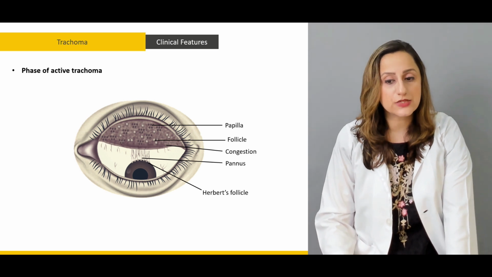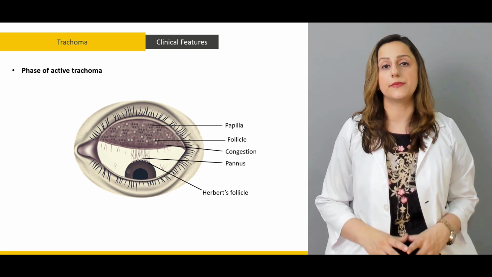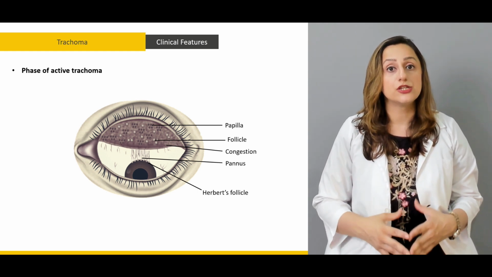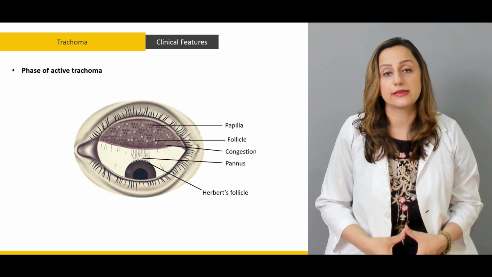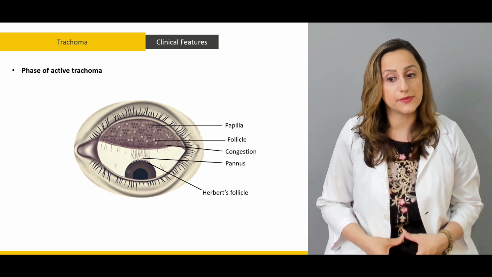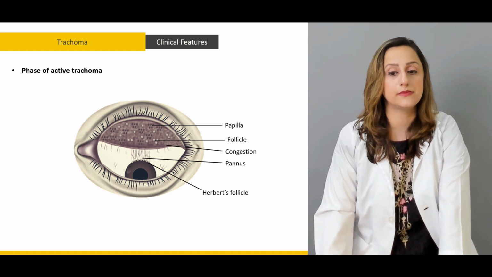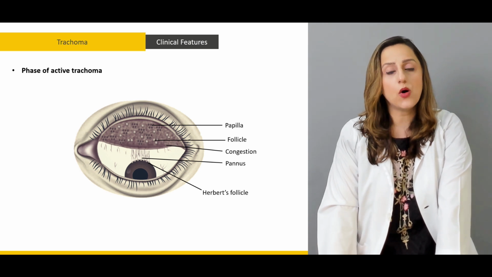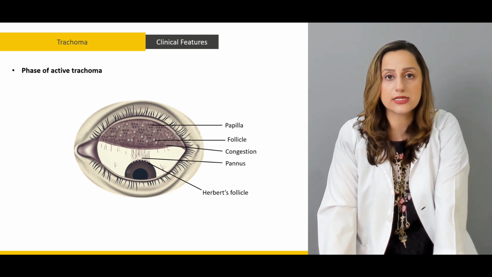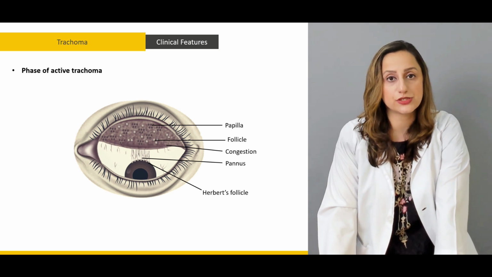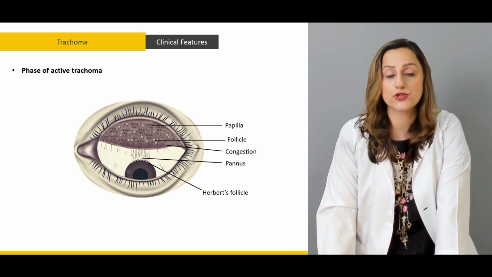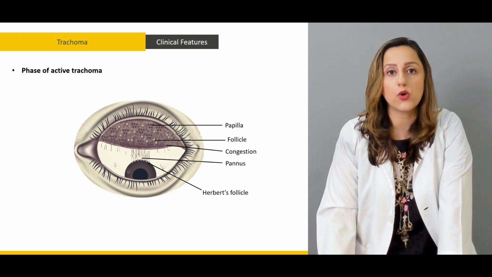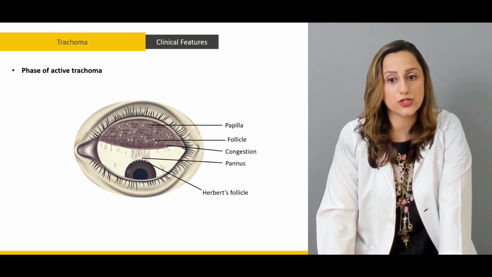Then we have the Herbert's follicles. Herbert's follicles are basically present on the corneal epithelium, and they are the result of the damage caused to the corneal epithelium. They are clinically present when you look at the eye of the individual. All of these features can be present on normal eye inspection, and they can be even more distinguishable when you ask the patient to sit at the slit lamp and keenly observe the eye.